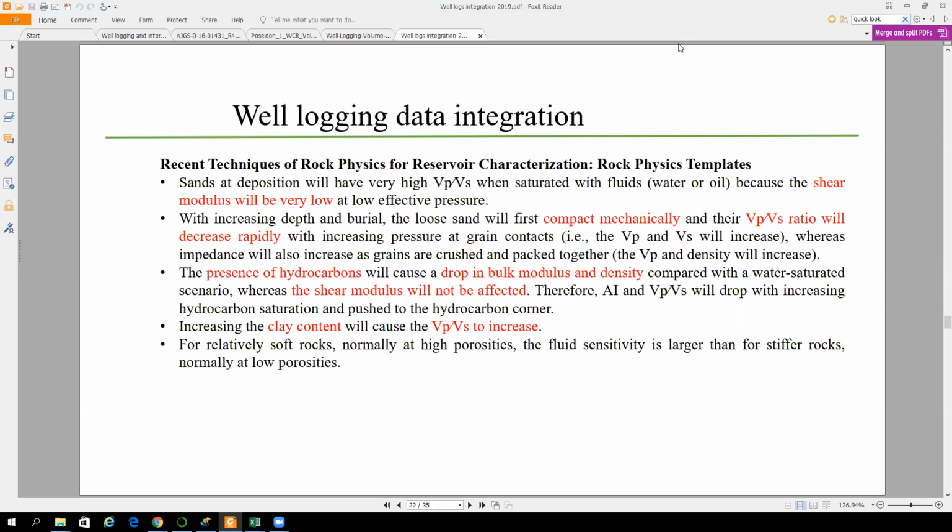And when the shale is absent, we will have a very low VP/VS. And when we will have pure shale, we will have large, or we will have an increase in VP/VS. And when we will have hydrocarbon or gas saturated zones, we will have very low VP/VS.